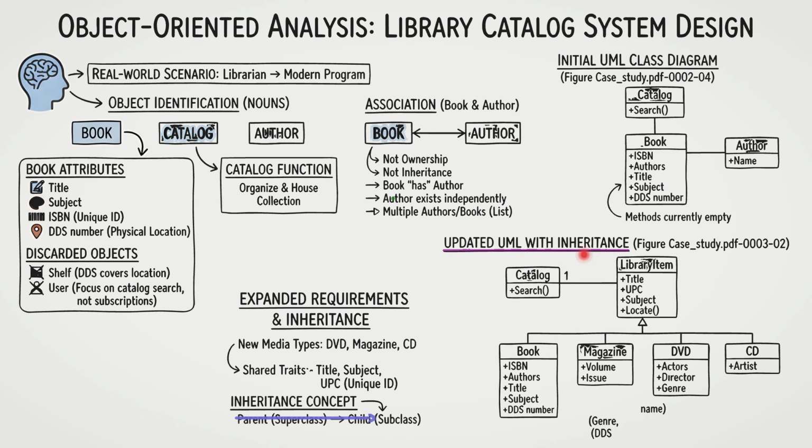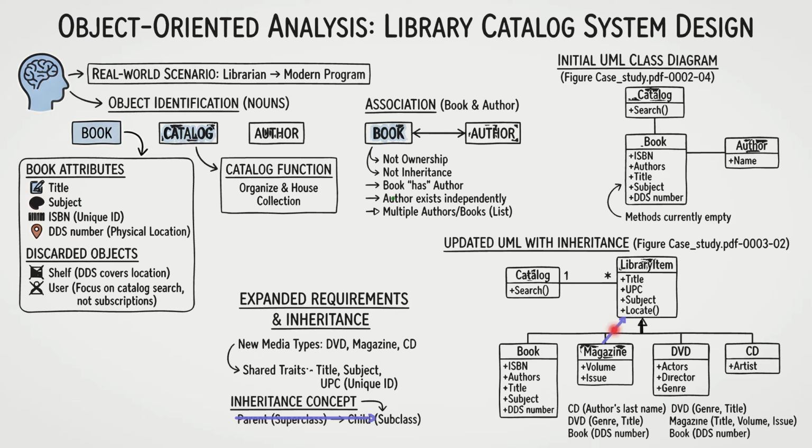The catalog class is now linked to this centralized library item class. The numbers 1 and asterisk indicate a one-to-many relationship. The library item acts as the parent, holding all the shared attributes and a universal locate method. Below the parent class, notice this arrow pointing upwards from our 4 specific subclasses. This means they inherit from library item. Because of this inheritance, the magazine class only needs to list its unique volume and issue attributes because it automatically receives the title and UPC from the parent.